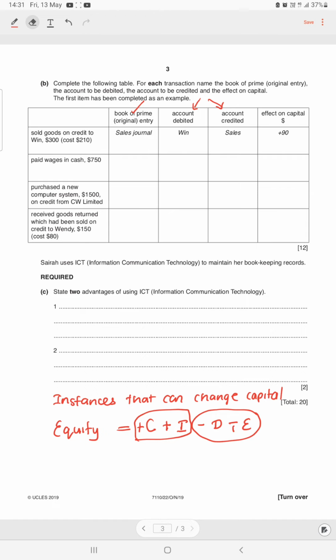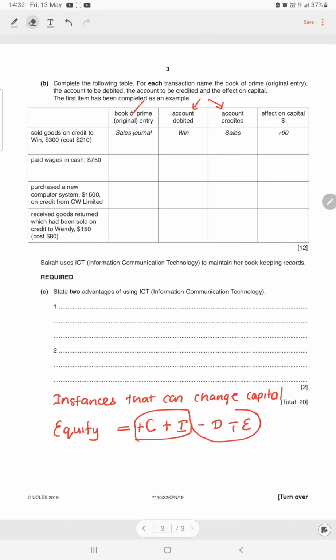As drawings and expenses, since you're deducting them from equity, increase in value, equity decreases. But if the value of these two variables decreases, look at that. If it decreases, what it means is the amount that you're deducting from equity has reduced. Got it? So if drawings and expenses decrease, equity will increase. But if these values increase, then equity will decrease. Got it? If these values increase, that means the amount you're deducting from equity increases. So therefore the value of equity decreases.